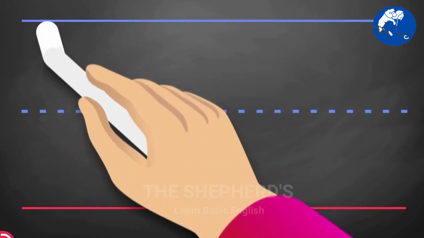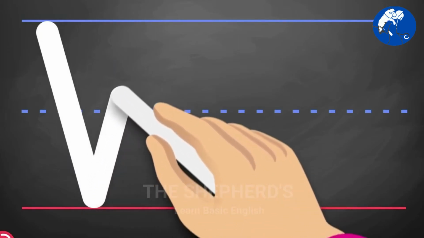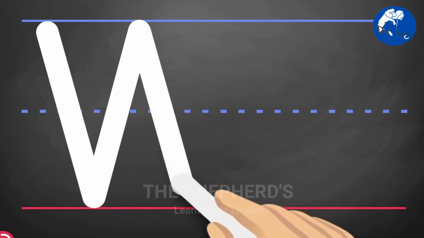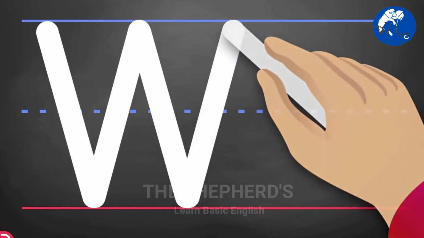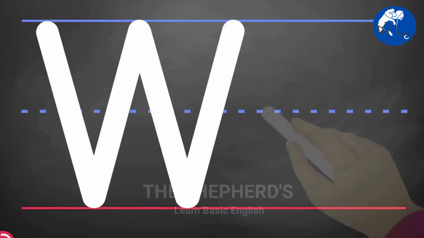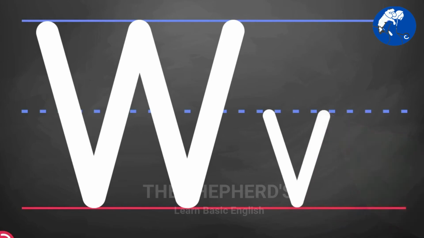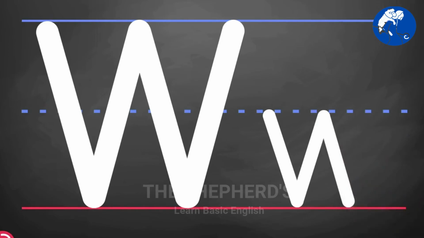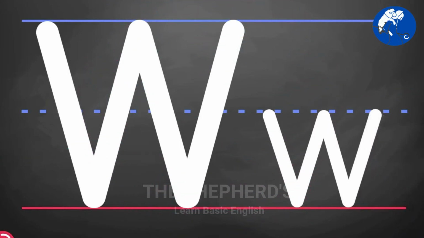Uppercase W. Slant down. Slant up. Slant down again. And slant up. Lowercase w. Slant down in. Slant up. Slant down. And slant up out. Remarkable.